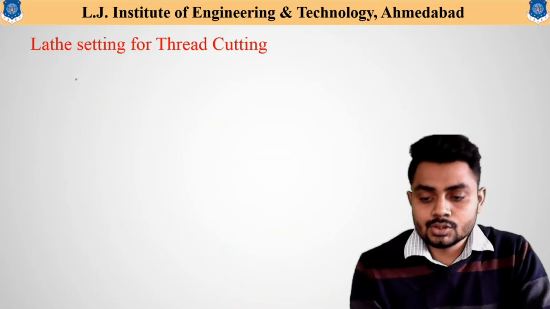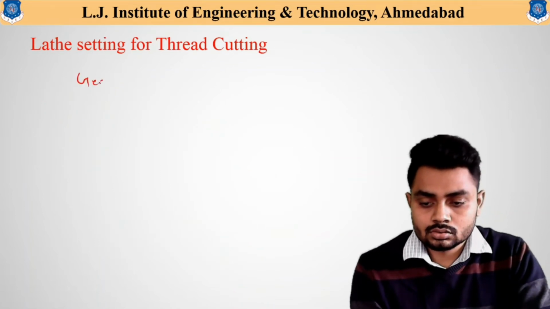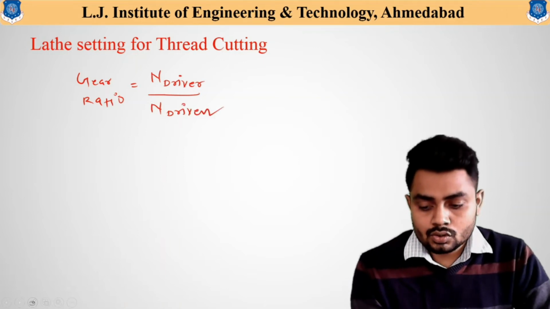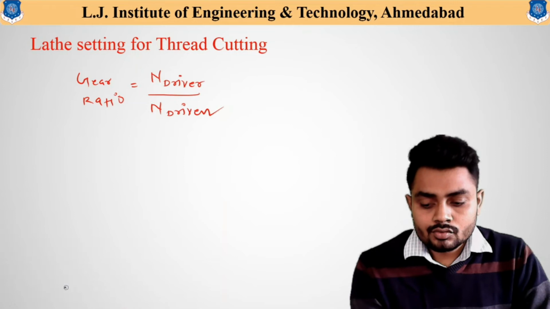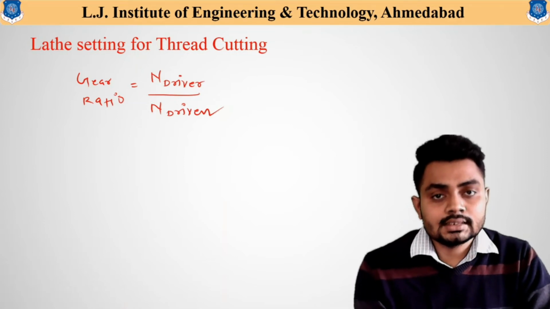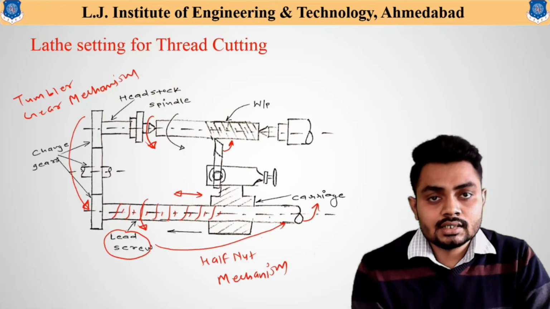So the gear ratio is nothing but the speed of the driver divided by the speed of the driven. So in our case, which part is the driver and which part is the driven? Let us again have a look at the figure that we have discussed.